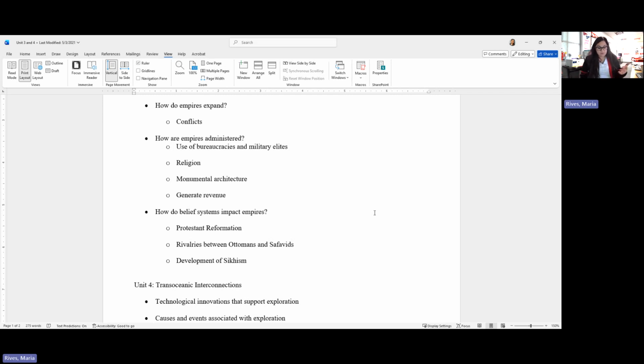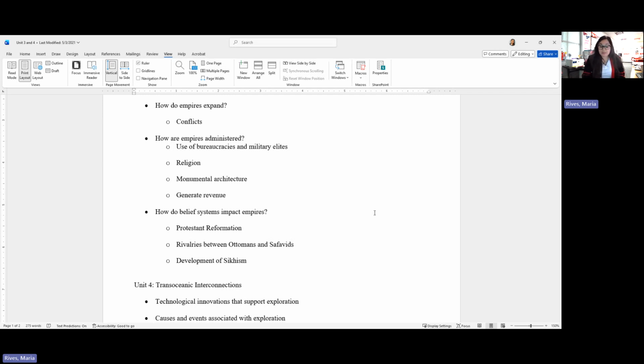Rivalry between the Ottoman and Safavid, we've talked about that already. It intensifies the split within Islam. And development of Sikhism. Sikhism is one of the two new religions in this time period. Develops in the 1500s by Guru Nanak. It develops from Hinduism and is influenced by the Sufi mysticism in Islam.